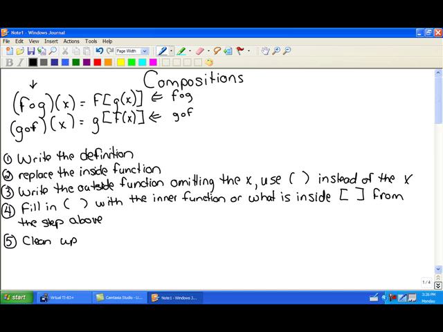Steps for compositions are as follows. You want to write the definition. You're going to replace the inside function. Then you're going to write the outside function, omitting the x, using an open parentheses in its place instead of the x, and fill in that open parentheses with the inner function, or what's inside the square parentheses, from the step above, and clean up. Basically, the inside function is going to become the x for the outside function.